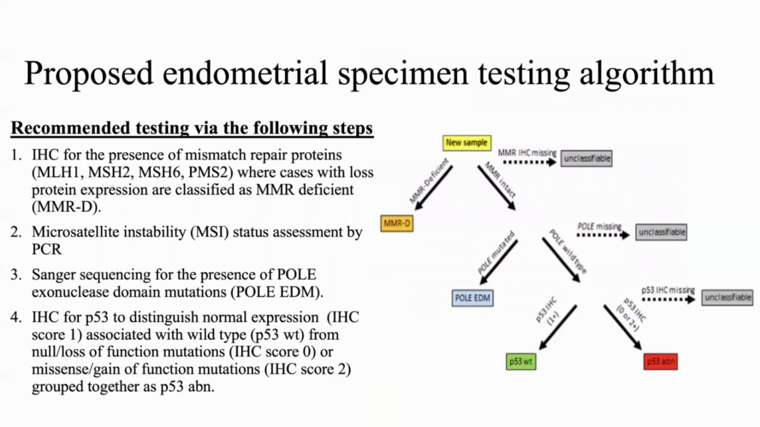For the last 5 minutes, I'll show you a few proposed algorithms to try to implement in the lab and see if we can classify this endometrioid carcinoma better. The first one was to do immunohistochemistry for the MMR, MLH1, MSH2, MSH6, and PMS2. And if it is deficient, you go to the MSI and you do it by PCR. And then by Sanger sequencing, you do the polymutation and then the P53 by immunohistochemistry.